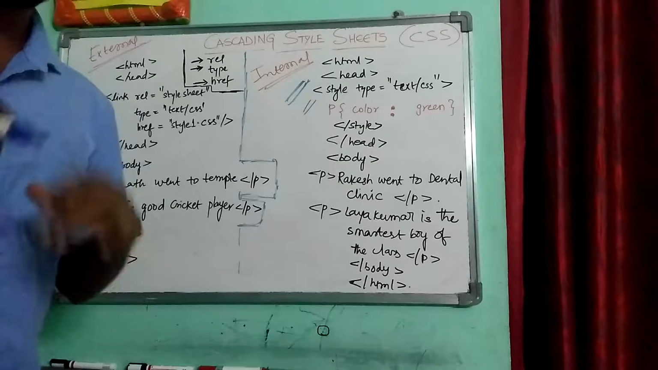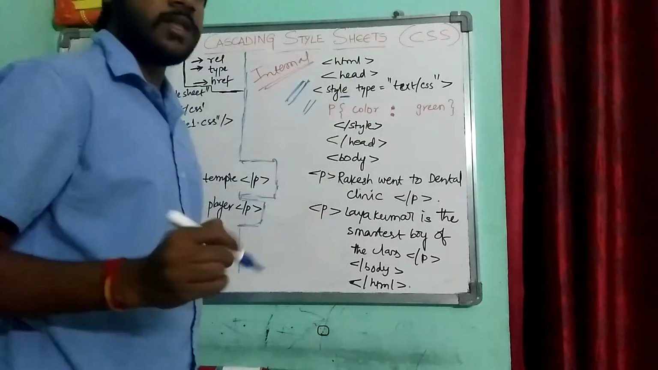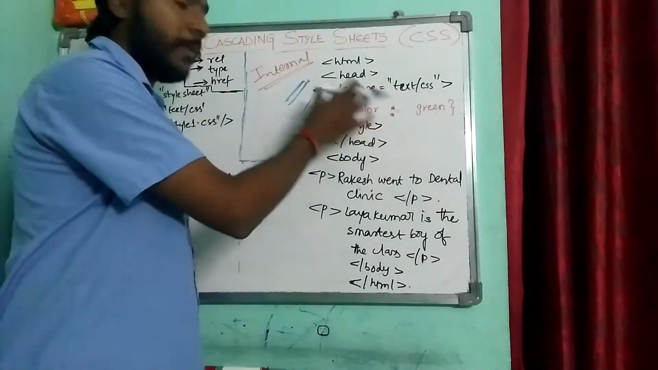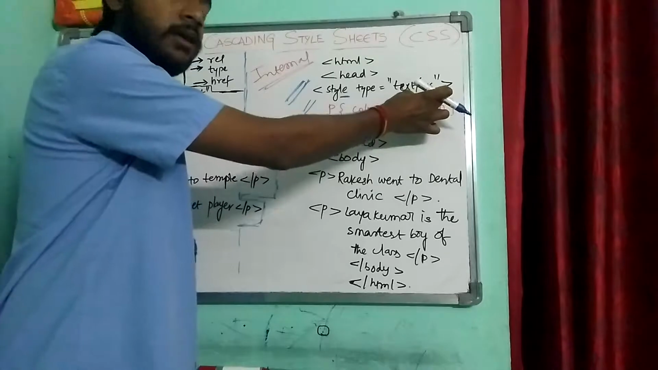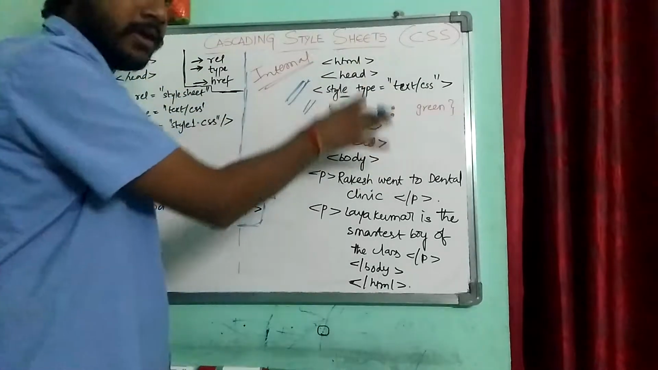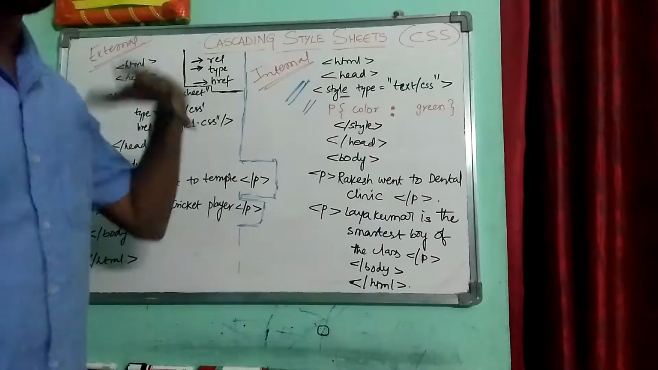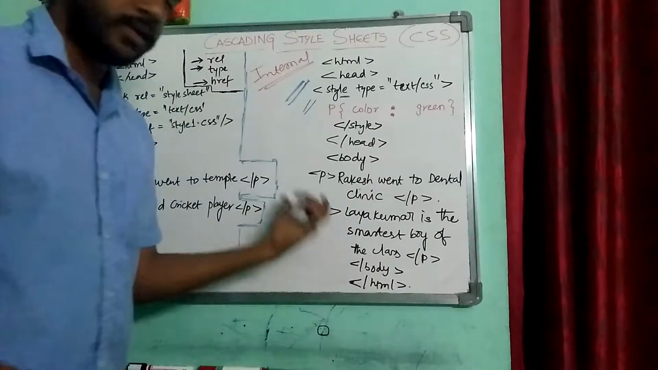So whatever we are styling here is under the style tag. We open the style tag, we have given what type of style it is, CSS style, and I close the style tag. Now I close the head tag here. I define what type of style it is in the head tag. Now coming to body, there are two paras I get.